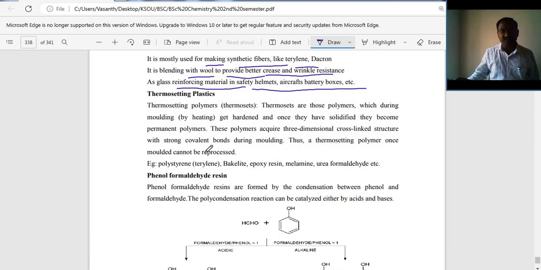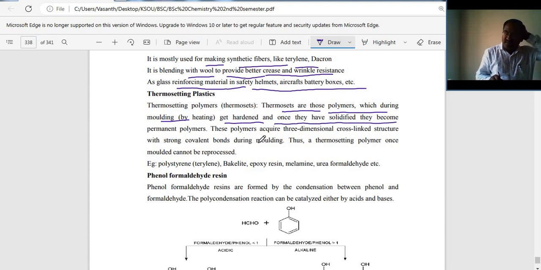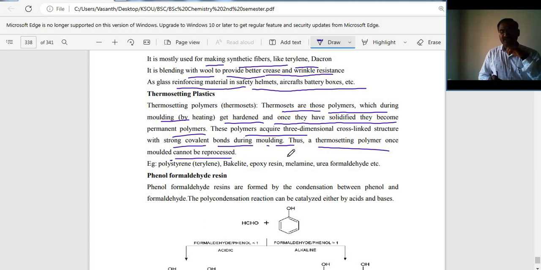Now the thermosetting polymers. Thermosets are those polymers which get hardened during molding, and once they have solidified they become permanent polymers. These polymers acquire three-dimensional cross-linked structures with strong covalent bonds during molding. Thus, a thermosetting polymer once molded cannot be reprocessed. Bakelite, epoxy resin, melamine and urea formaldehyde are all examples of thermosetting polymers.